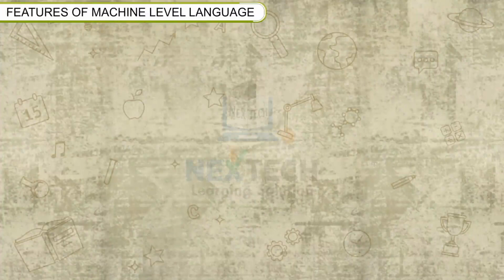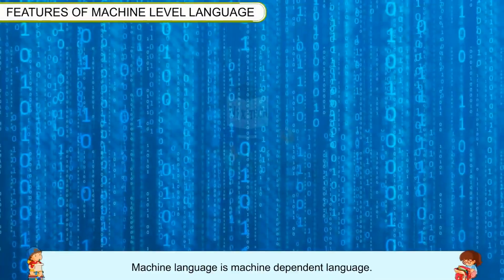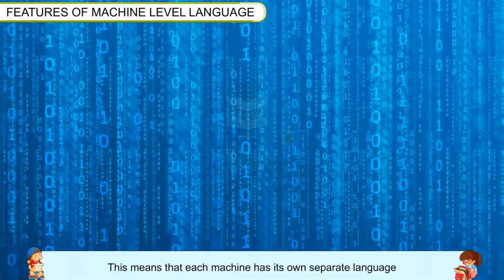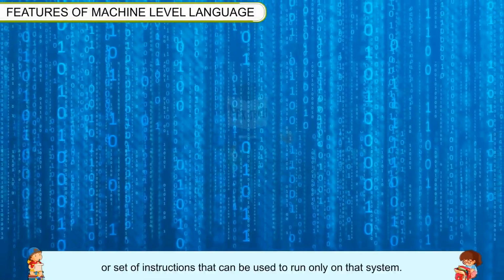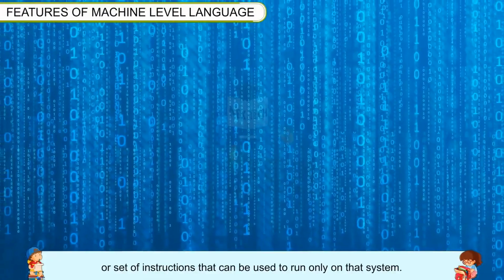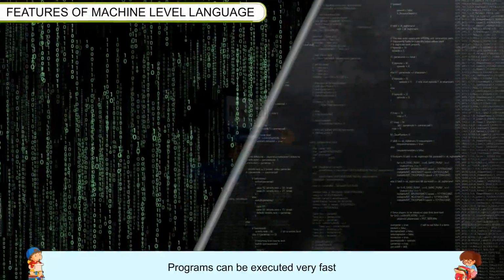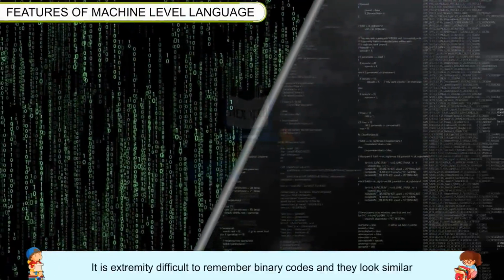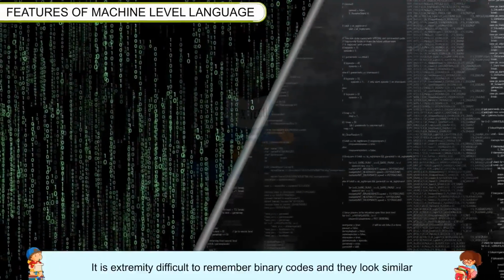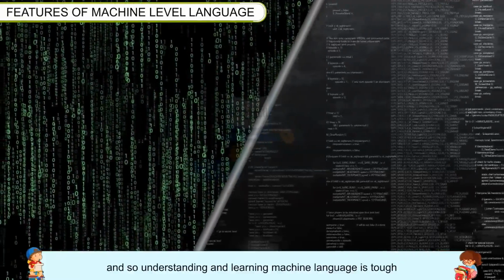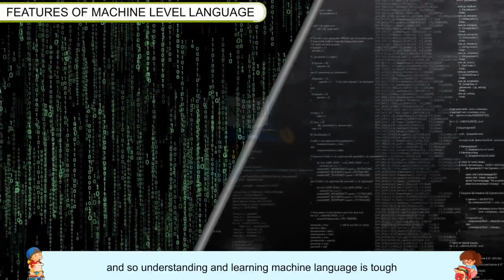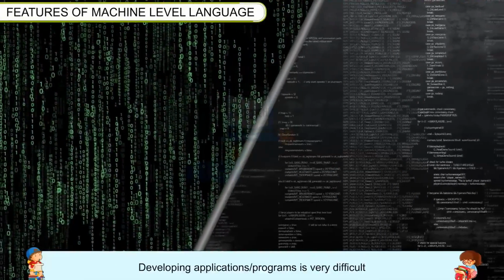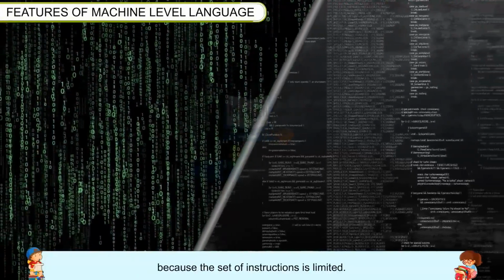Features of machine-level language. Machine language is machine-dependent language. This means that each machine has its own separate language or set of instructions that can be used to run only on that system. Programs can be executed very fast because the instructions are given directly to the computer system. It is extremely difficult to remember binary codes and they look similar, so understanding and learning machine language is a tough and time-consuming process. Developing applications or programs is very difficult because the set of instructions is limited.